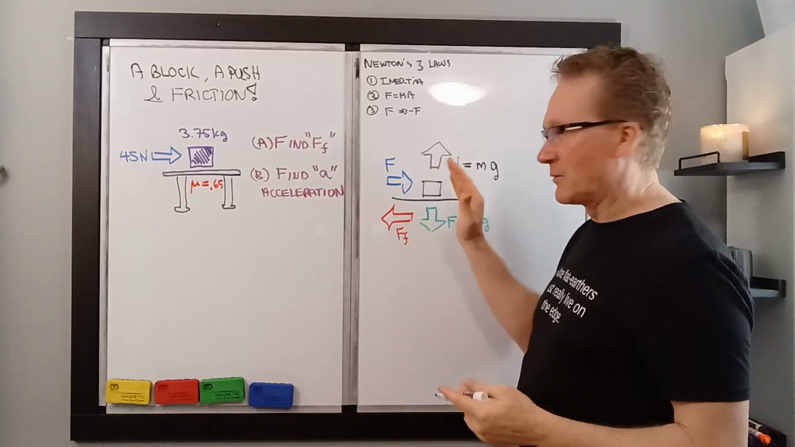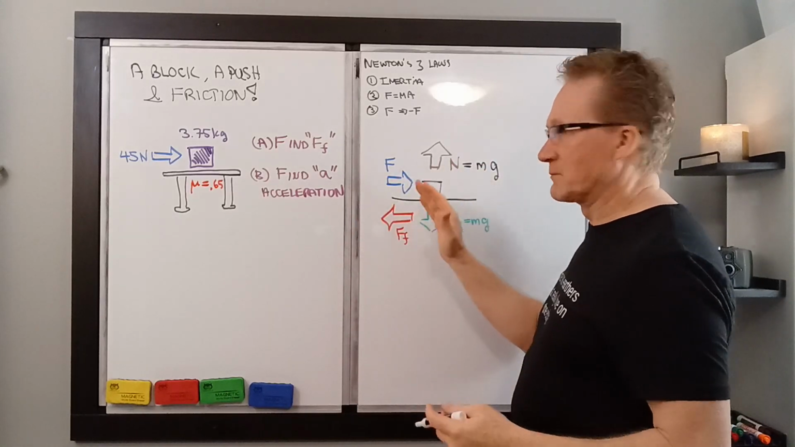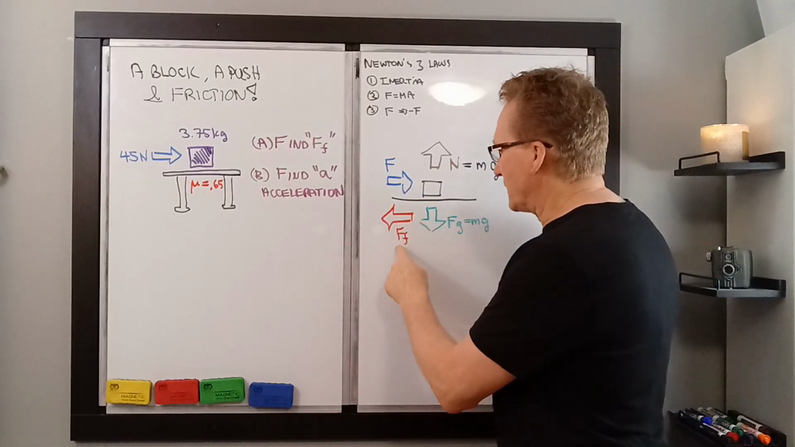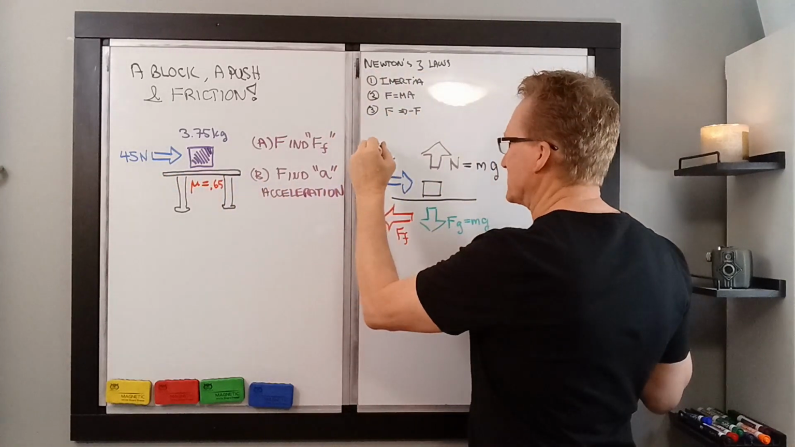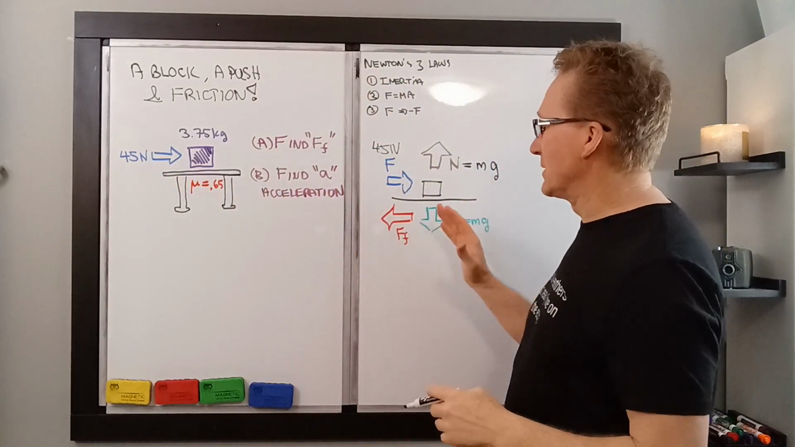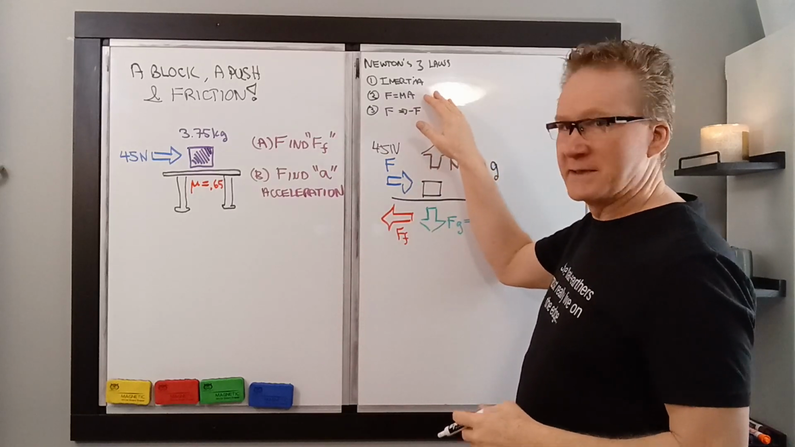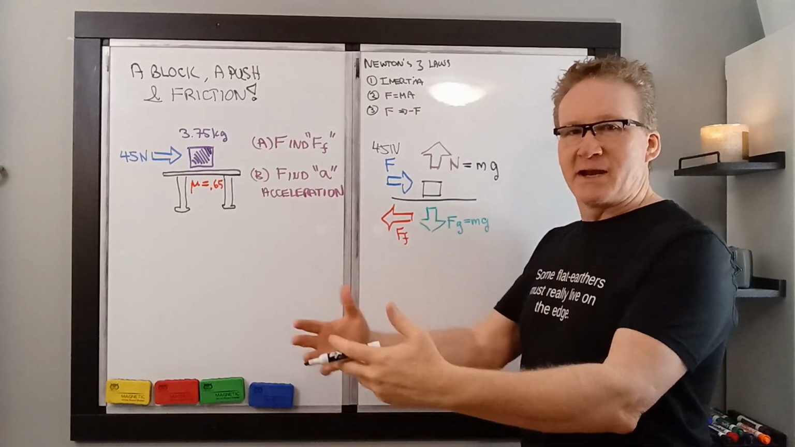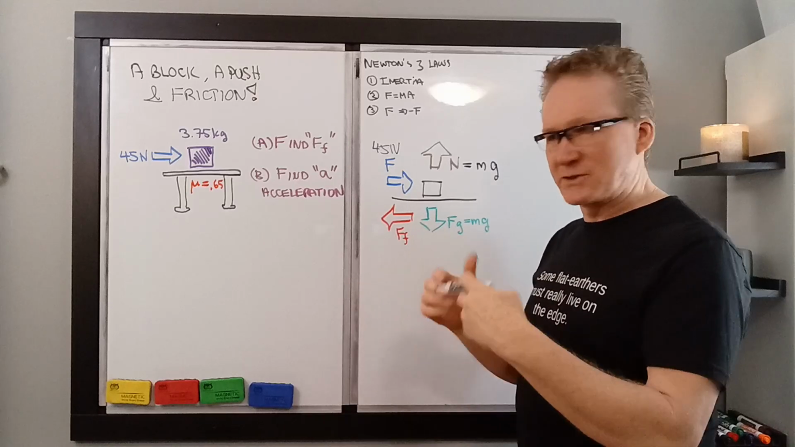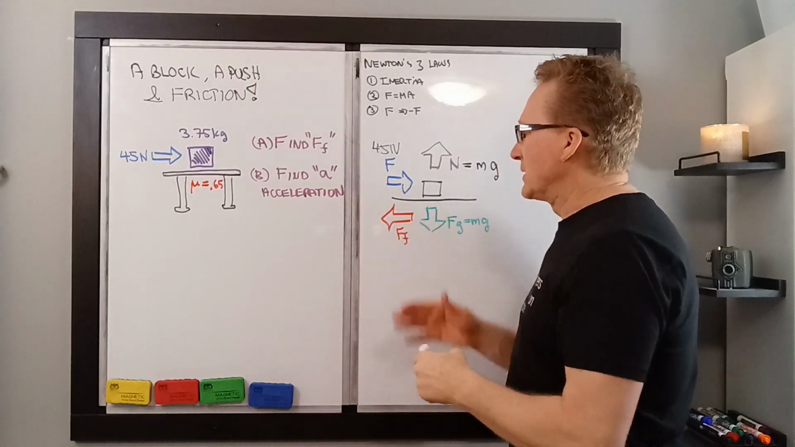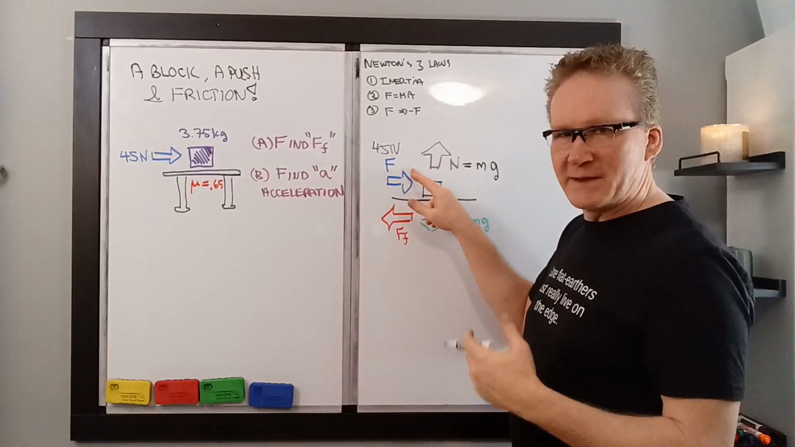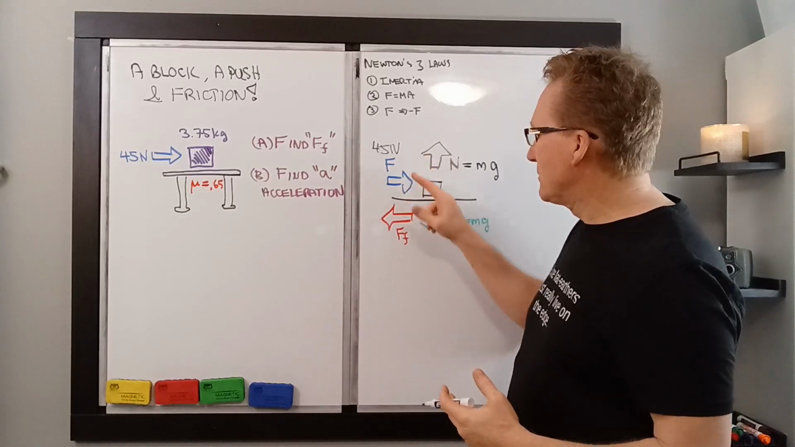Now we're dealing with the left and right forces. Left and right is where we're going to get some acceleration. We have a force of friction, and we have the applied force in blue here of 45 newtons. And we want to know the acceleration. Remember what Newton said in his second law: if there's a net force, an unbalanced force, that's going to cause acceleration. So we have the applied force and we have the force of friction. Now the force of friction will never be bigger than the applied force. It may be equal to the applied force.